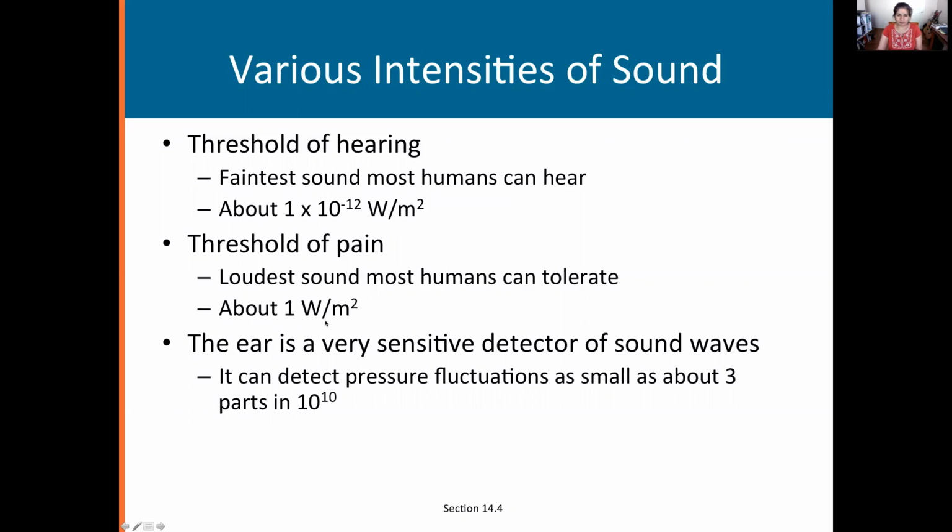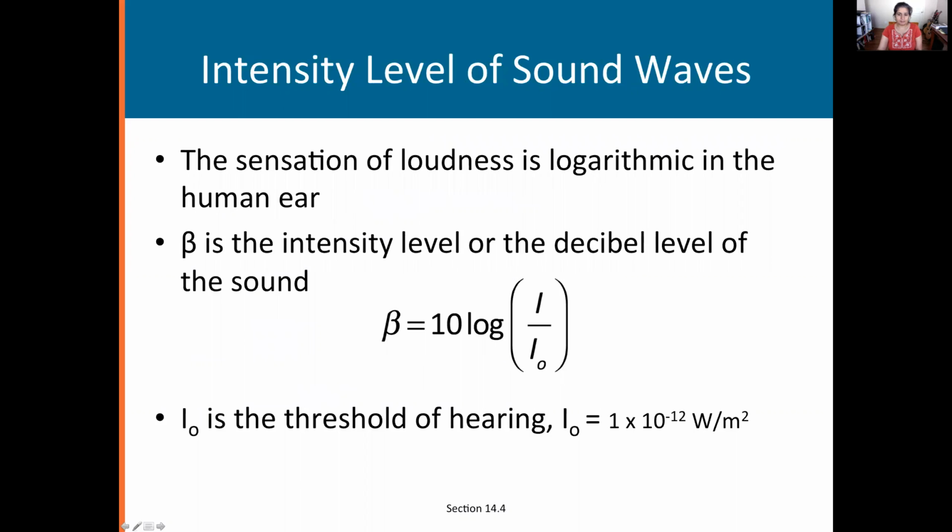The ear is very, very sensitive to small pressure changes, so much so as 3 parts in 10 to the power 10. So it's one of the last senses to go when people are in a coma, say. So it's always good to talk to them.